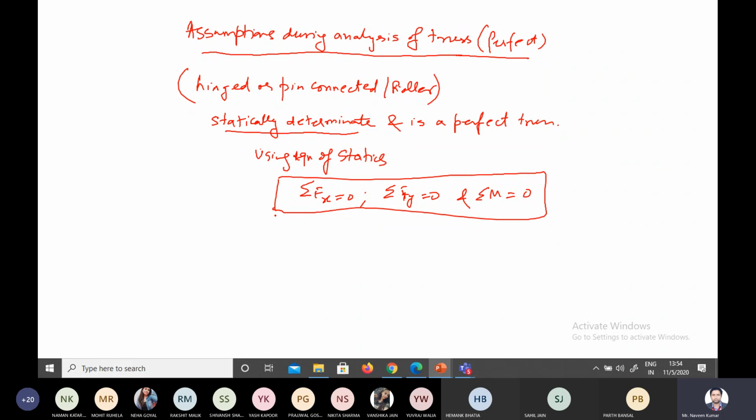So tomorrow I will start with method of joint. I will explain the steps, and then I will solve one numerical tomorrow, so that you can understand it properly. Fine. Anything you want to ask from today's lecture? No, sir. For today's lecture, you understand everything.